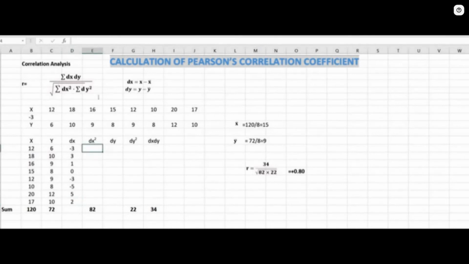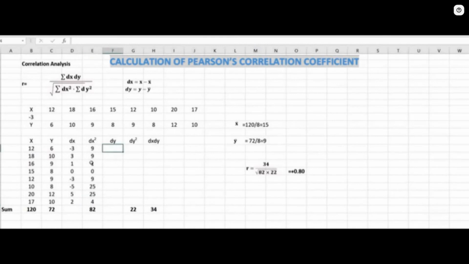We need dx square, dy square, dx dy. So let's complete dx square. So this is going to be 9. Again you will have 9. This is 1. This is 0. This is again 9. This is going to be 25. This is going to be 5, and this is going to be 25, and this is going to be 4. So this is about dx square.